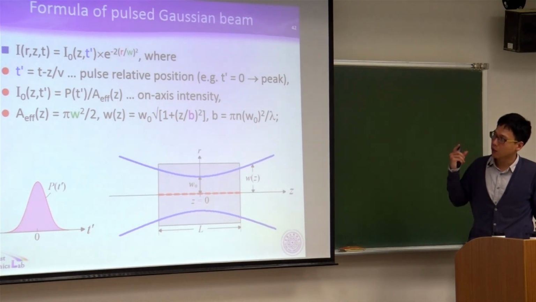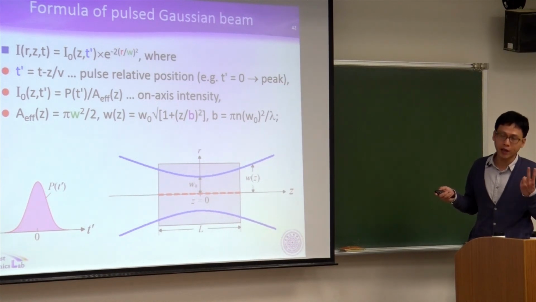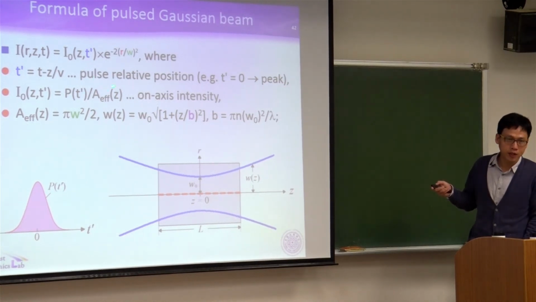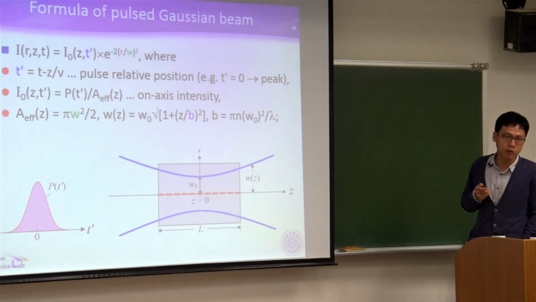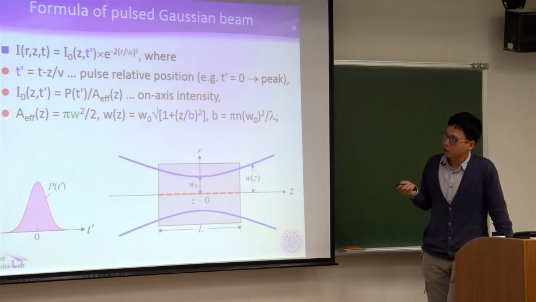So that's the general picture. On-axis light intensity depends on two factors. One is the beam cross-sectional area governed by the Gaussian beam formula, which increases with z. The other factor is the pulse shape. At your pulse peak, the peak power is stronger, so light intensity is stronger. But if you observe a pulse wing position, your P of t prime is smaller, so on-axis light intensity is smaller. So on-axis light intensity depends on both factors.